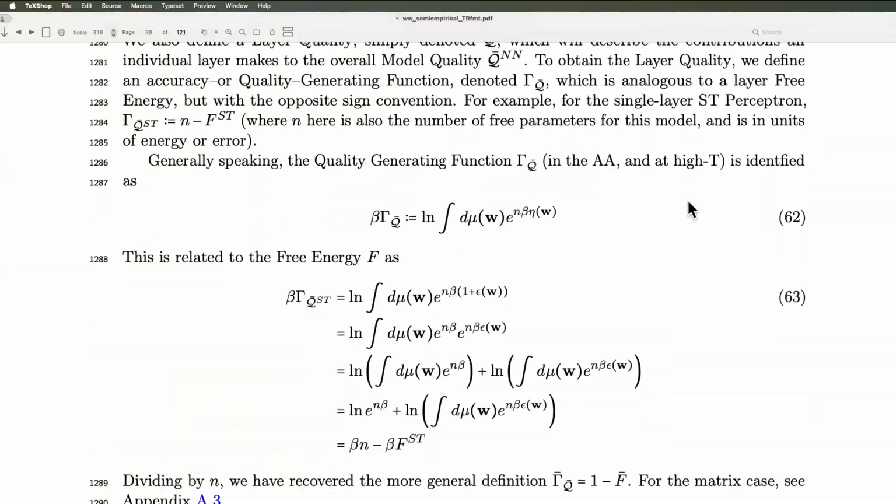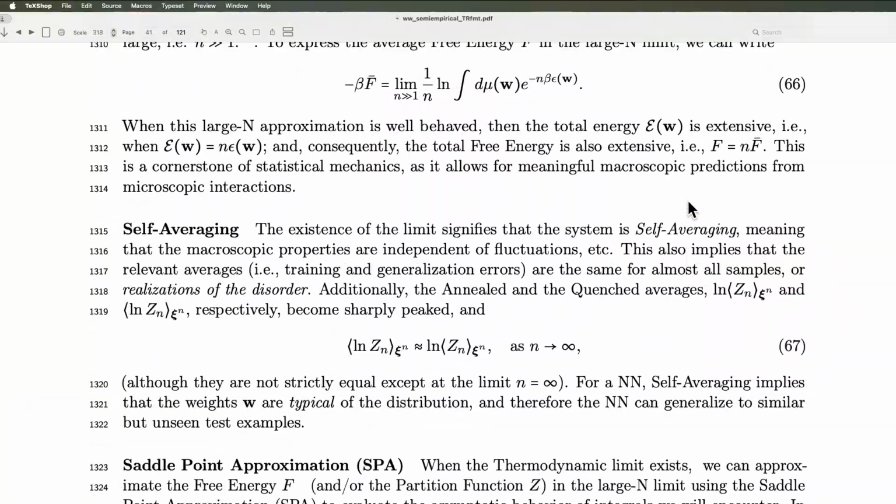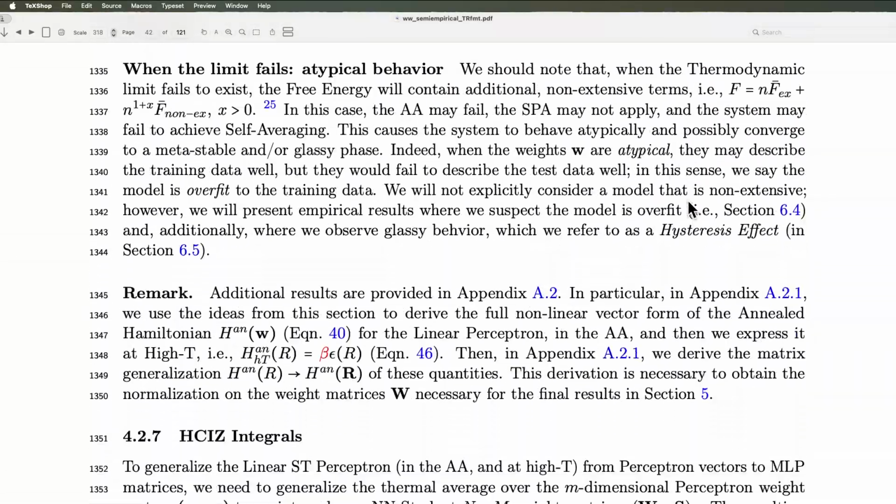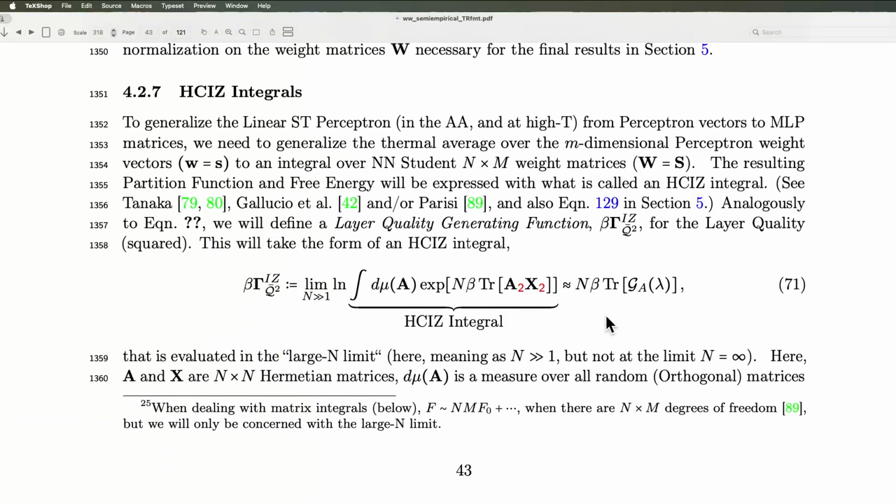The thermal average is the HCIZ integral. So instead of learning the weights, I'm going to run this thermal average, which is an HCIZ integral, and I get an expression, and into that expression I feed the spectral properties of the weight matrix. And so instead of learning the weights, I learn the generalization error by looking at the weights. That's what's going on.